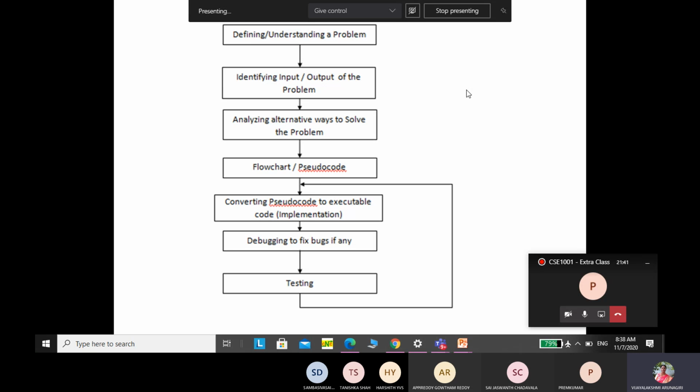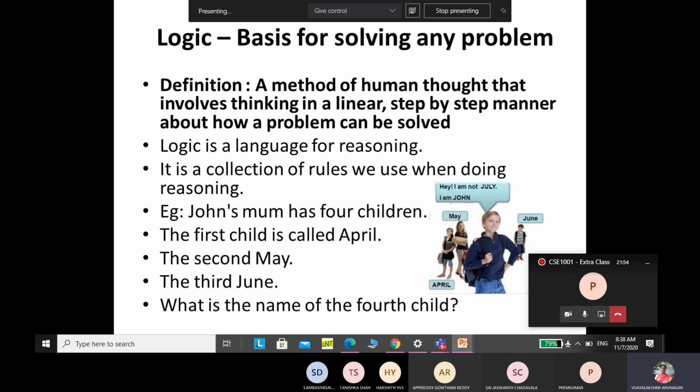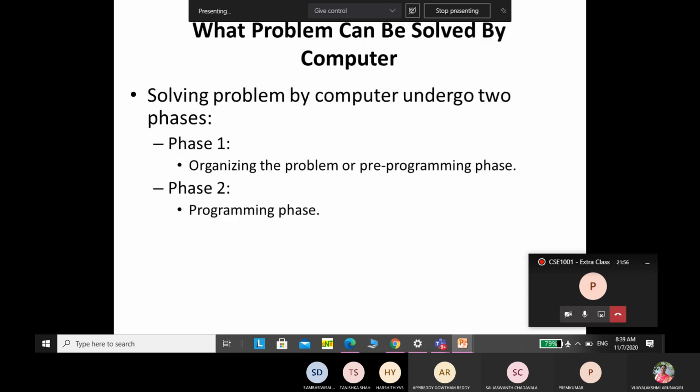So this is the process you have to follow in this course. From beginning to ending, we are expecting the following steps to be written for any problem, right? For each stage, I'll explain how we are going to solve the problem. If we are going to solve the problem by the computer, we have to solve the problem in two phases, called phase one and phase two.